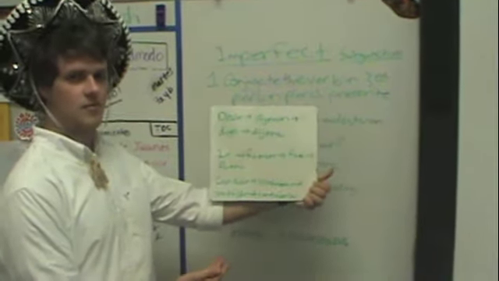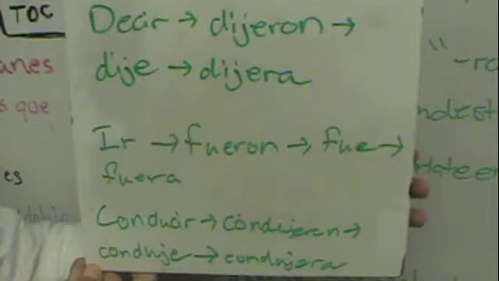Here are some examples. Using decir, conjugate it to dijeron. Then from dijeron, you take off the ron, so you have dije. And then from dije, you add the ra, so you have dijera. Using ir, you conjugate ir in the third person plural preterite, you have fueron. You take off the ron, you have fue. And you add the ra, and you have fuera.